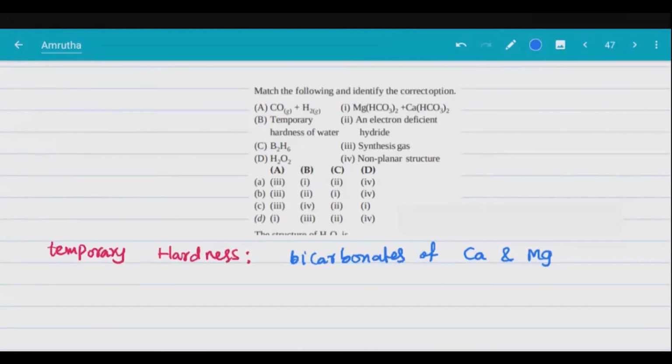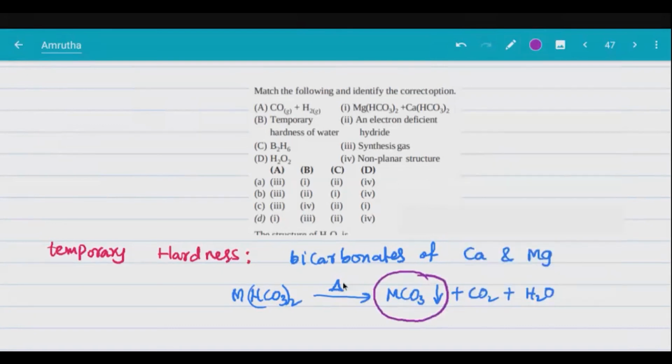Acha, why is it not with sulfates? I'll tell you. Temporary hardness means it can be easily removed. See, if you heat these bicarbonates, what will happen? You will get carbonate. So temporary means you can easily remove it by just heating, converting into carbonates. Carbonates are precipitates; by filtration you can remove them. So that's why it is temporary hardness.